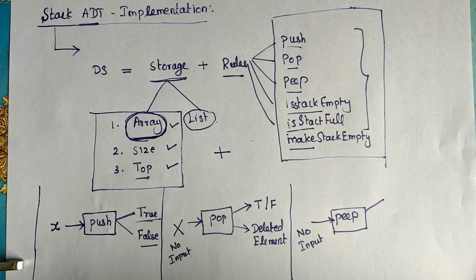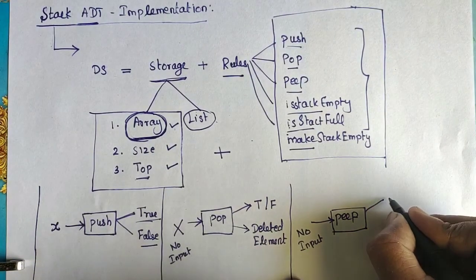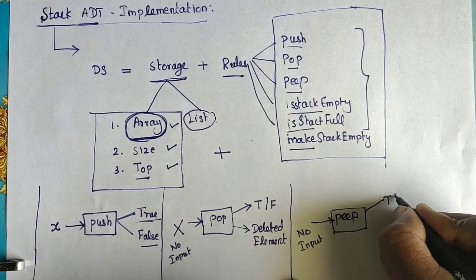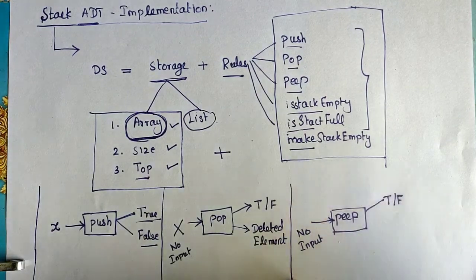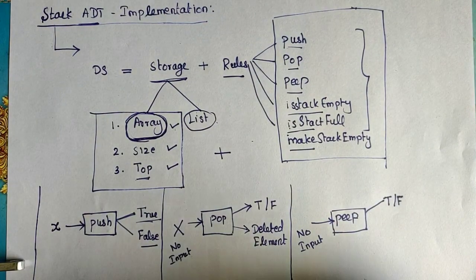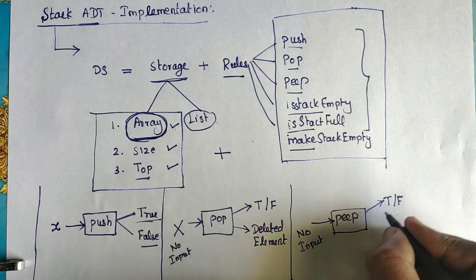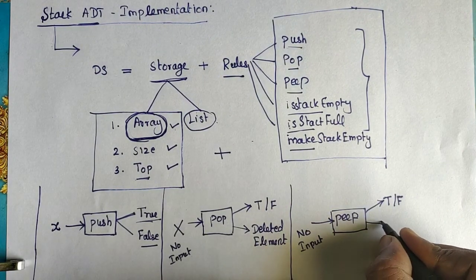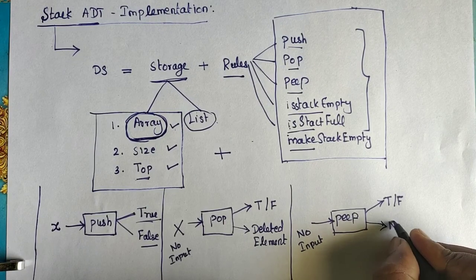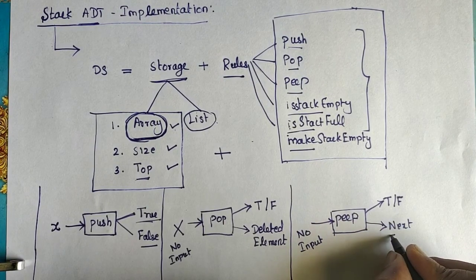When the stack is empty, if you are calling the peep, it means no next element is there, so it will return false. So I have to return true or false, that is success or failure. The next element is there or not, that has to be returned. And if the next element is there, if the return value is a success, I have to return the next element also.